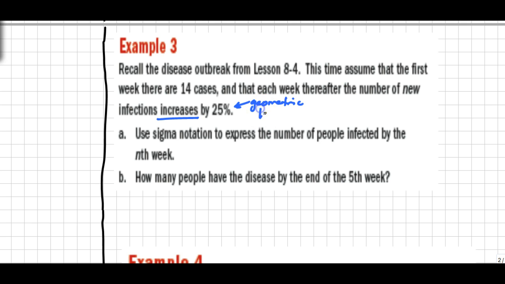So a reminder here that you want to do 1 plus the percent when it's increase. If it was decrease, we would do 1 minus the percent. So we know that our R value here is going to be 1.25. So we'll use that in a little bit.